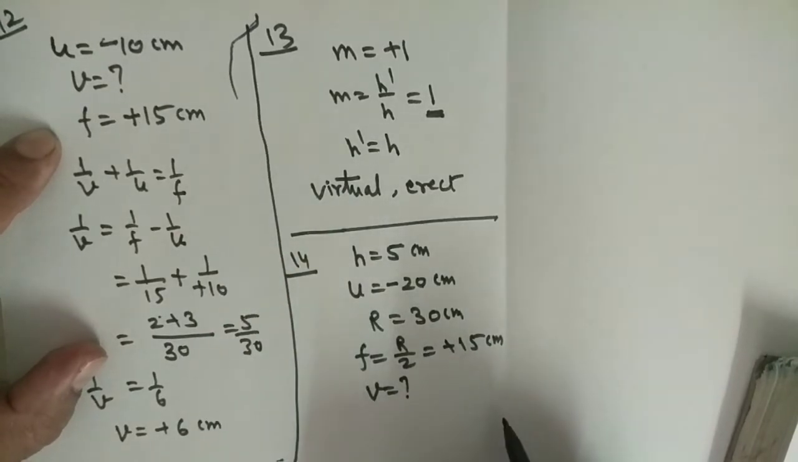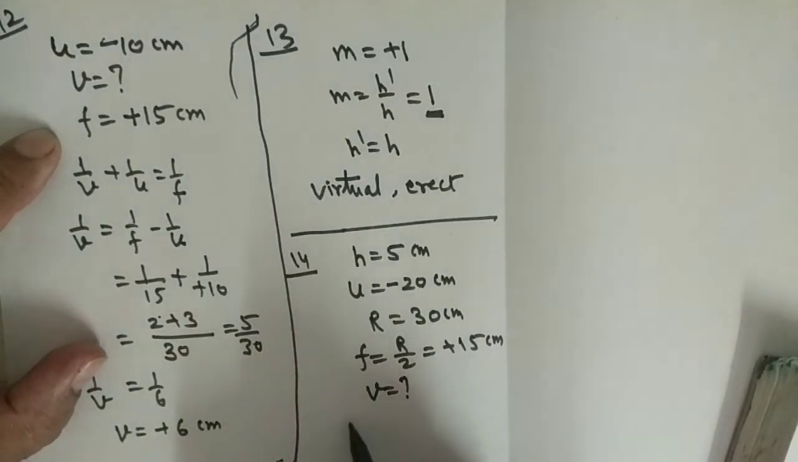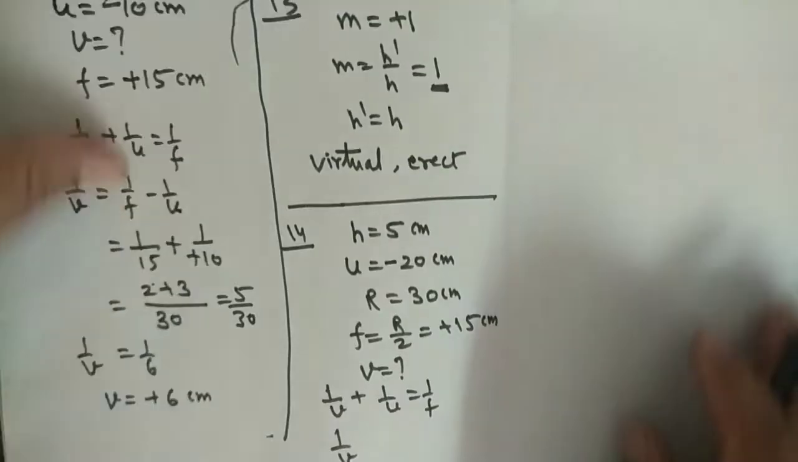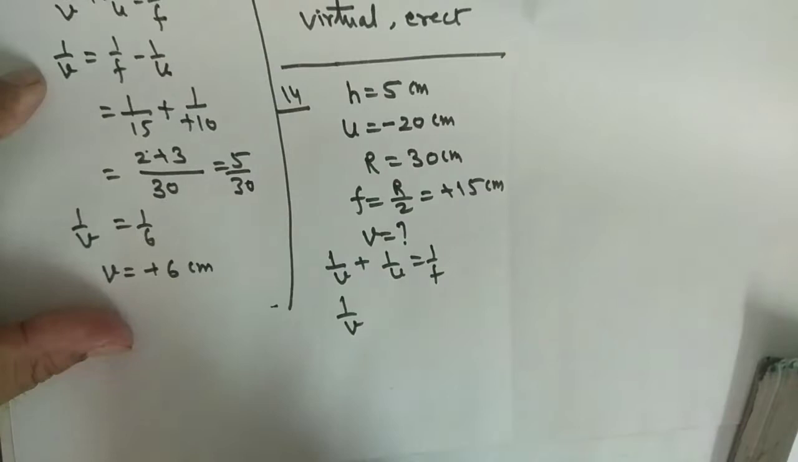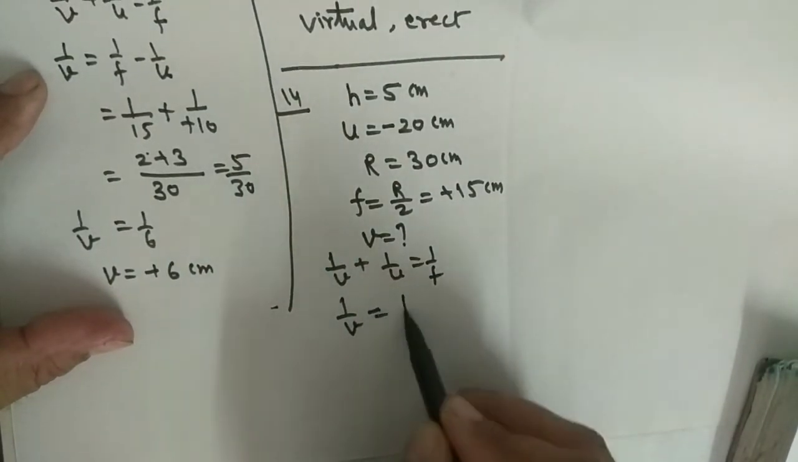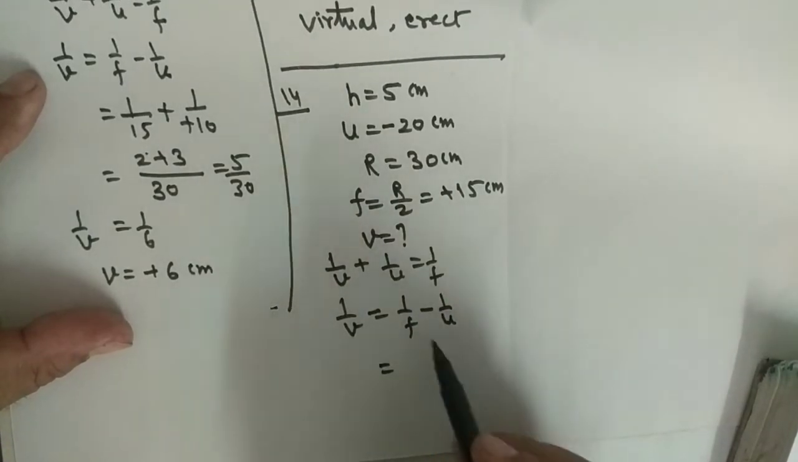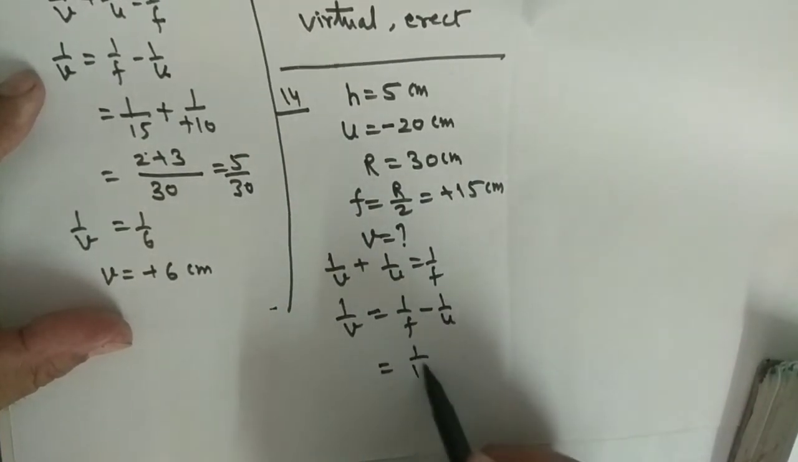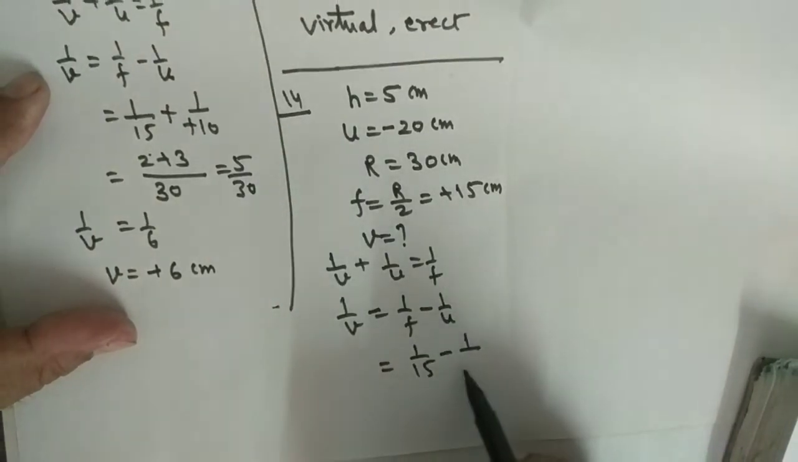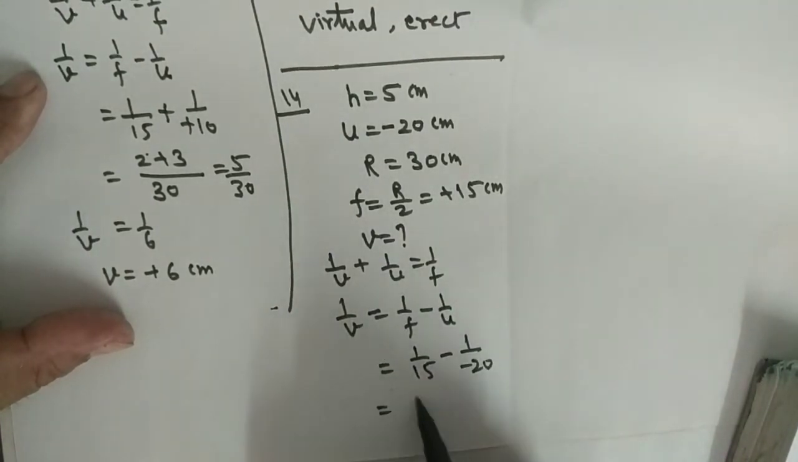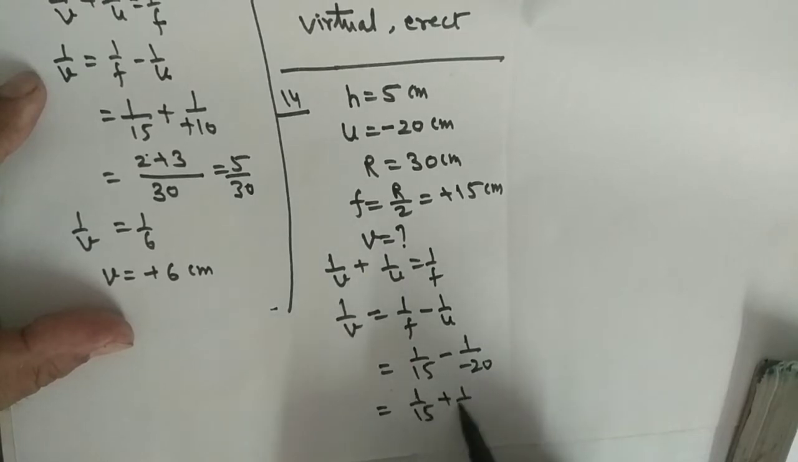Nature and size also. So to find the nature and size, first of all you have to find the v. Again, because it is a mirror, use the mirror formula: 1 upon v plus 1 upon u is equal to 1 upon f. Now see, 1 upon v is equal to 1 upon f minus 1 upon u. Now put the values. 1 upon f, it is given 15 centimeter, minus u is given minus 20. So what is this? It is 1 upon 15 plus 1 upon 20.